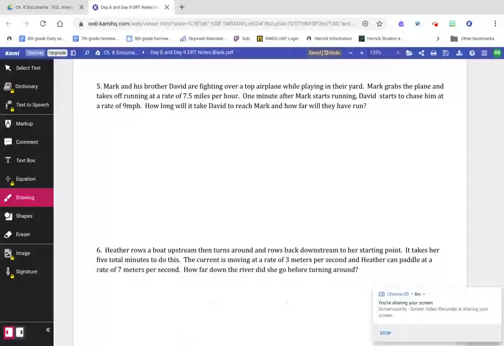Mark and his brother David are fighting over a toy airplane while playing in their yard. Mark grabs the plane and takes off running at a rate of 7.5 miles per hour. 1 minute after Mark starts running, David starts to chase him at a rate of 9 miles per hour. How long will it take David to reach Mark, and how far will they have run?